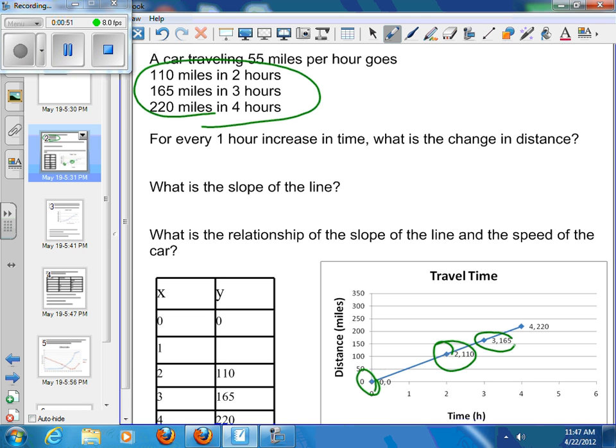We've got our third point graphed here. It's 3 hours took us 165 miles, or 165 miles took us 3 hours. And the last one, we've got 4 hours for 220 miles, or 220 miles took us 4 hours.